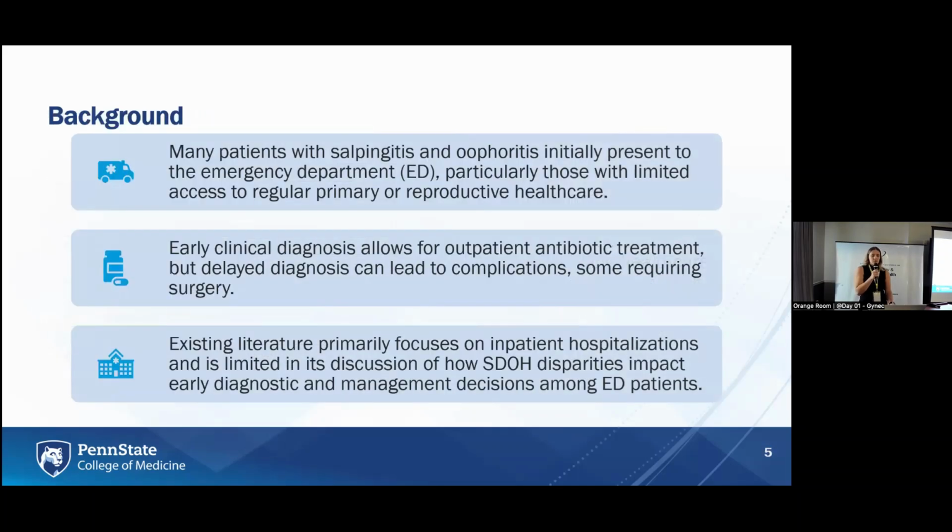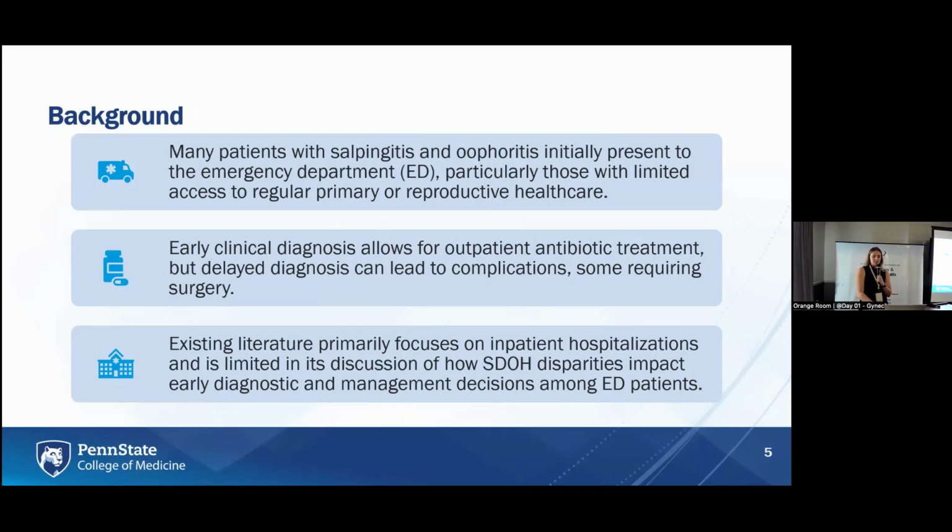So why do we choose to look into salpingitis and oophoritis in the ED? Well, many patients with salpingitis and oophoritis initially present to the ED with symptoms such as fevers, irregular bleeding, extreme abdominal pain and cramping, nausea, vomiting, and dizziness, to name a few. This is particularly true for those with limited access to regular reproductive health care in the primary care setting, and thus relying on emergency departments for the majority of their care.